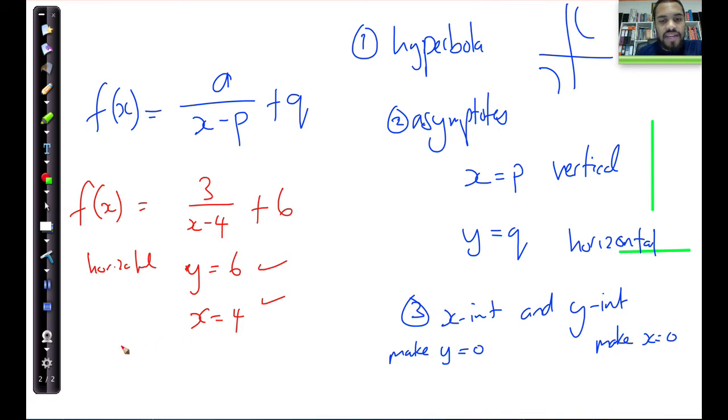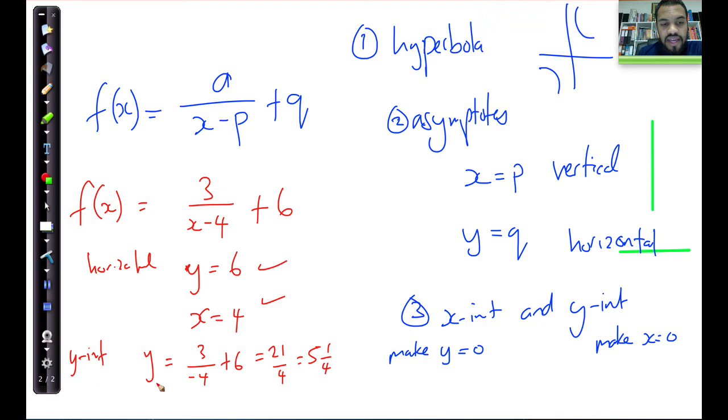Now we've got the asymptotes, how do we find the x-intercept and the y-intercept? If you want the x-intercept, you're just going to make y 0, but let's start with the y-intercept because that's easy. You make x 0, then we will say y is equal to 3 over negative 4 plus 6. That is going to be 6 plus negative 3 over 4, which is just going to be 5 and 1/4. And 5 and 1/4 is 5 times 4 is 20 plus 1, 21 over 4, which is 5 and 1/4.